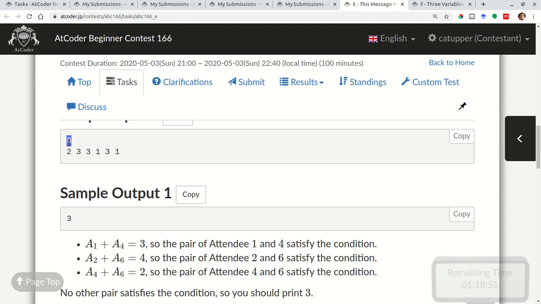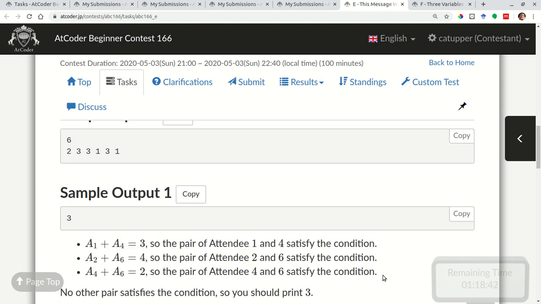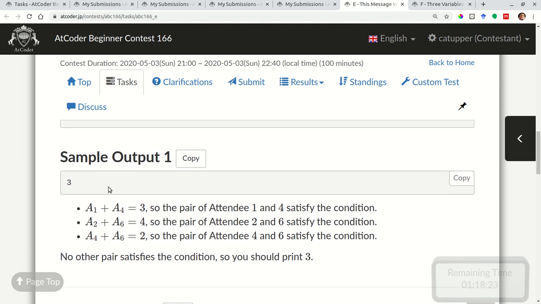There are six people, and the heights are 2, 3, 3, 1, 3, 1. These three pairs meet the condition. A1 plus A4 is equal to 3, and the difference of 4 and 1 is 3, good. And 2 and 6: 3 plus 1 is 4, and the difference is 4, good. 4 and 6: the difference is 2 and the sum is 2, great. So the answer is 3.